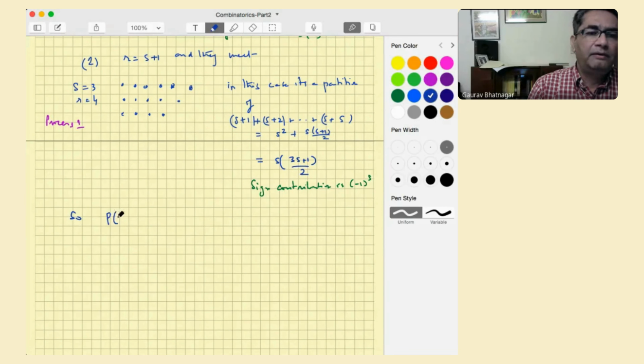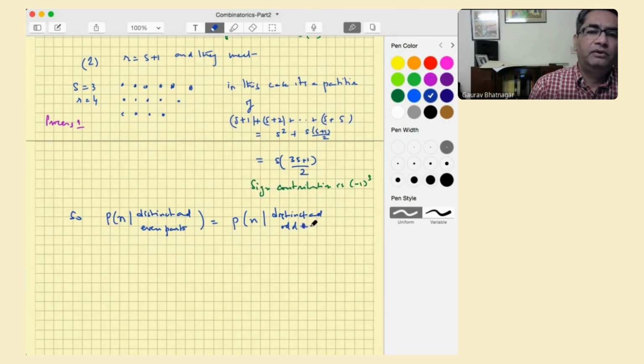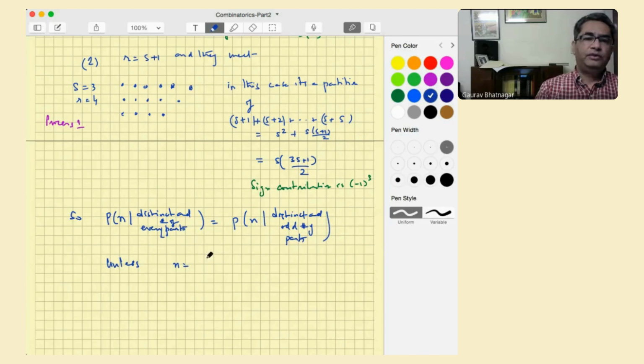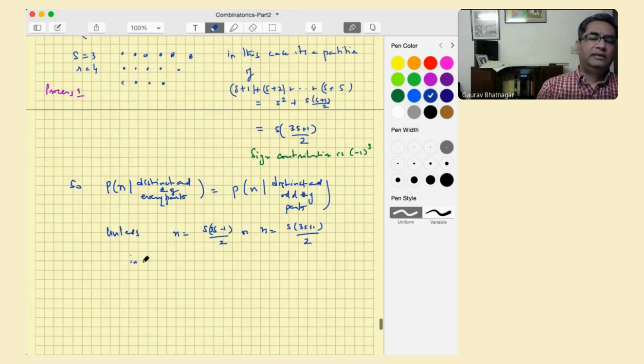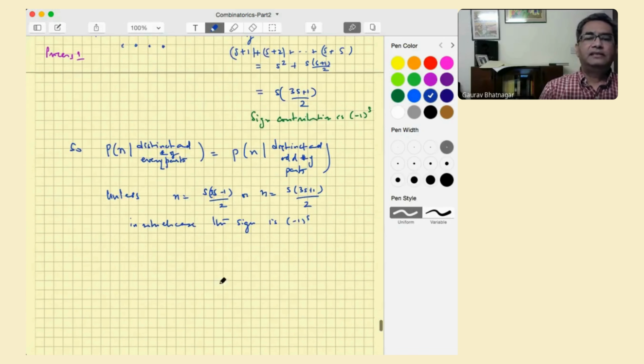So the number of partitions of n into distinct and even number of parts is equal to the number of partitions into distinct and odd number of parts, unless n is equal to one of these two: S(3S minus 1)/2, or n is equal to S(3S plus 1)/2, in which case the sign is minus 1 raised to S. The sign is, I mean, whether it comes from an odd number or an even number, S is the number of parts. So here S is the number of parts.